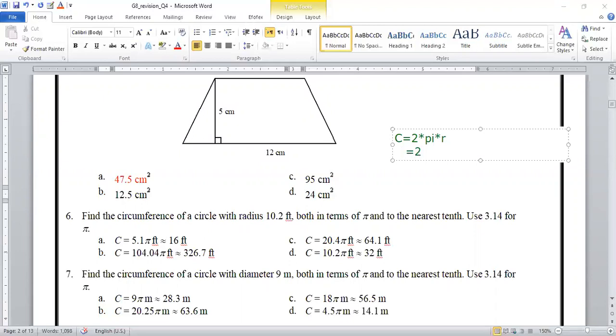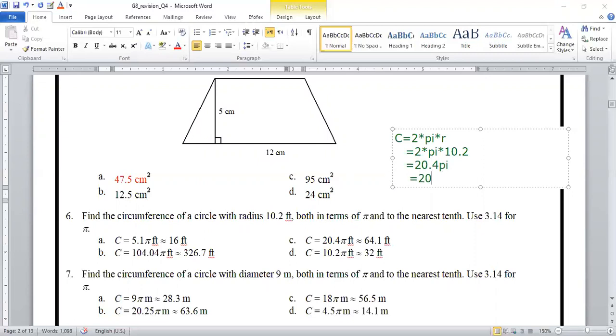Circumference equals 2 times pi times r. Pi is a constant, and r is 10.2. So 2 times 10.2 equals 20.4, which gives 20.4 pi. So the circumference of the circle in terms of pi equals 20.4 pi.